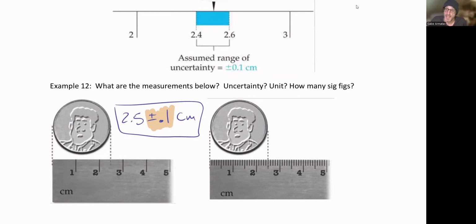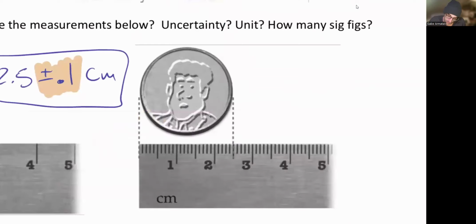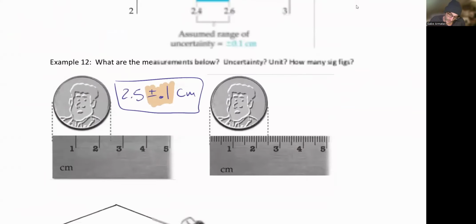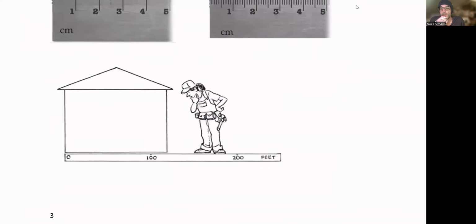So with that said, what do you measure this other coin as with this new ruler? Because the ruler is more accurate. So where do you measure that? So I'm going to blow it up a little bit, but we're going to take a look at this in class. Okay. How about this one? Measure this one with the uncertainty. We're going to talk about this in class as well.